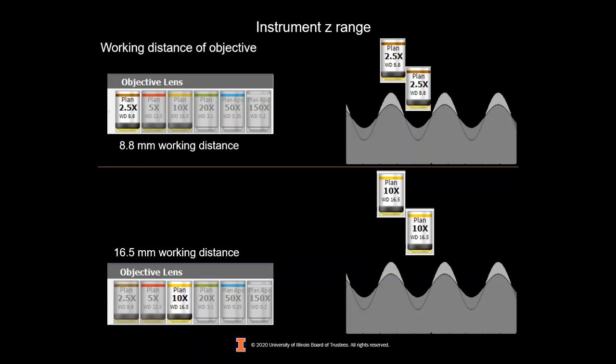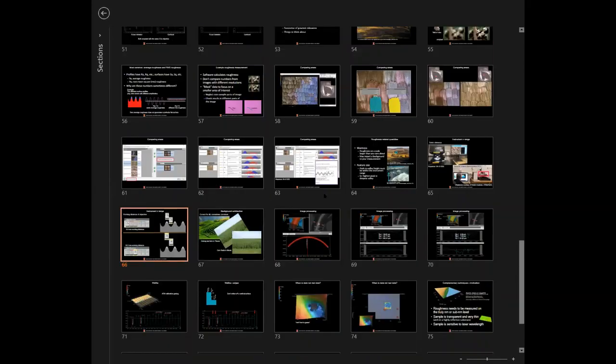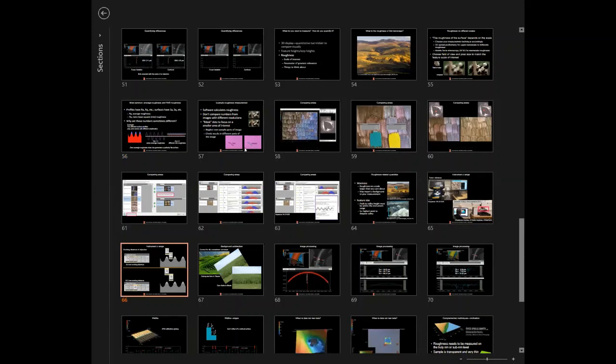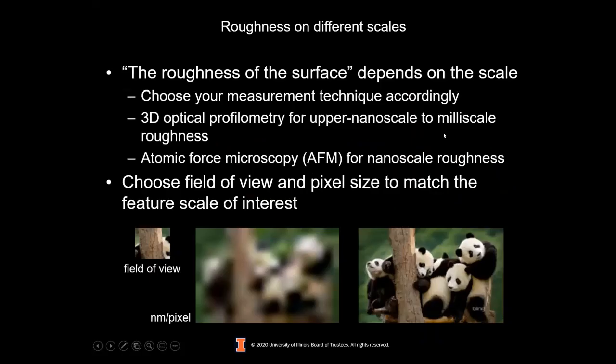The real way to do it is to take a series of images with the same number of nanometers per pixel. So let me see if I can find my slide about this. The same number of nanometers per pixel is, for example, these two panda images. They're at the same resolution, and the field of view on this one is smaller. So this particular image on the left is potentially having a problem measuring the panda roughness because there's a large tree in the area.